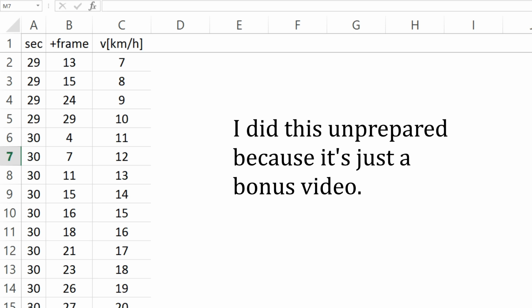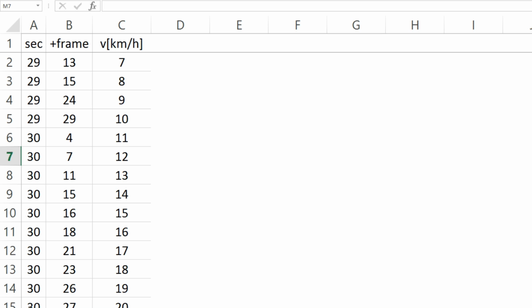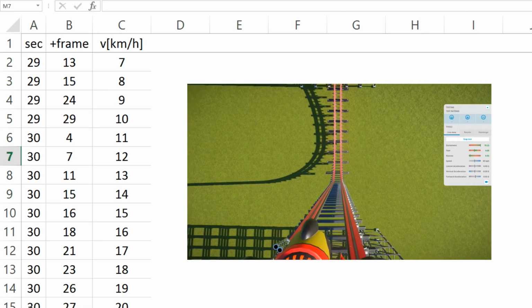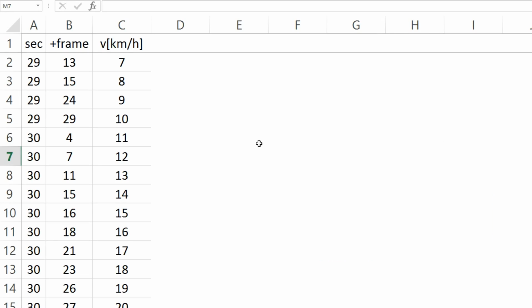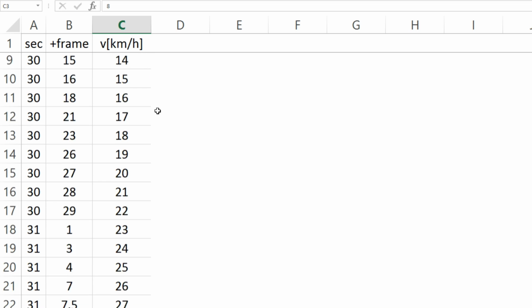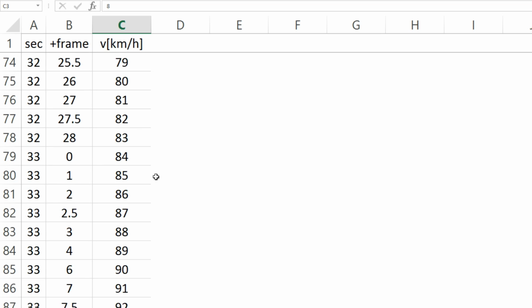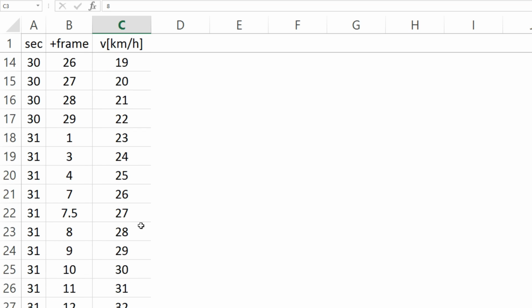So in this video I will explain how I got both S and V and how I calculated them. What I did is I took the footage from Roller Coaster, from Planet Coaster the game, and I watched it frame by frame, and I wrote down at which second and what frame we were driving 7 kilometers per hour, and at what second, at what frame we were driving 8 kilometers per hour, and that all the way down to the maximum speed, which was 100 kilometers per hour.